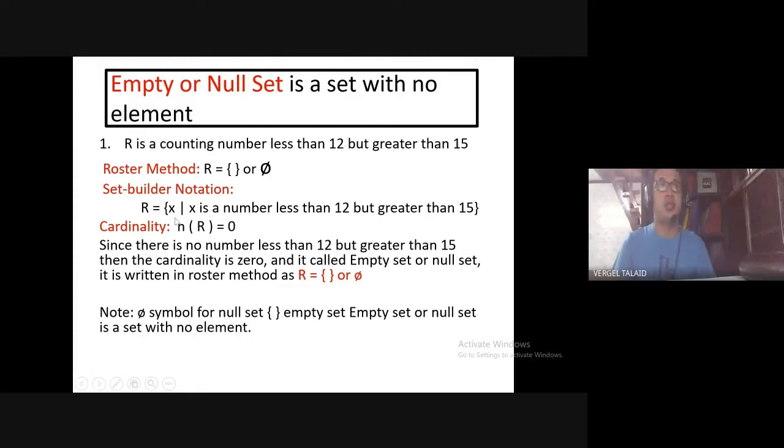So set builder notation, R is equal to all x's such that x is a number less than 12 but greater than 15. So what is the cardinality of this? Since there is no element, the cardinality is 0. Again, the cardinality is 0. Now, you can write it in this form, empty or null. Take note of the symbol of null set. This is the symbol of null set and this is the empty. They mean the same, but in writing empty, you just have braces, then empty, with no element inside. The null set is a circle with a bar. That is the null set.